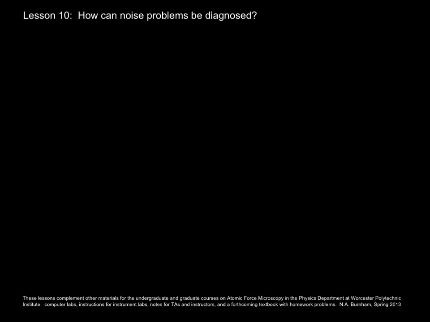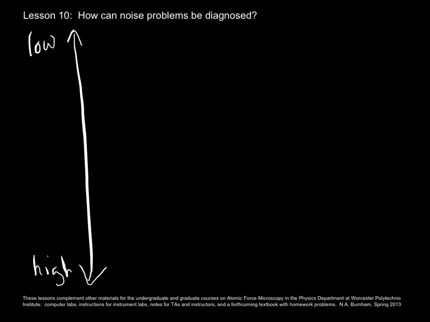Let's list some typical sources of noise along with their typical frequencies from low frequency to high frequency. 1 over F noise, that's in your electronics. There's not too much you can do about that unless you're an electronics expert. I do recommend that before you buy an AFM, you ask for the noise spectrum of the tip in contact with the sample without scanning.